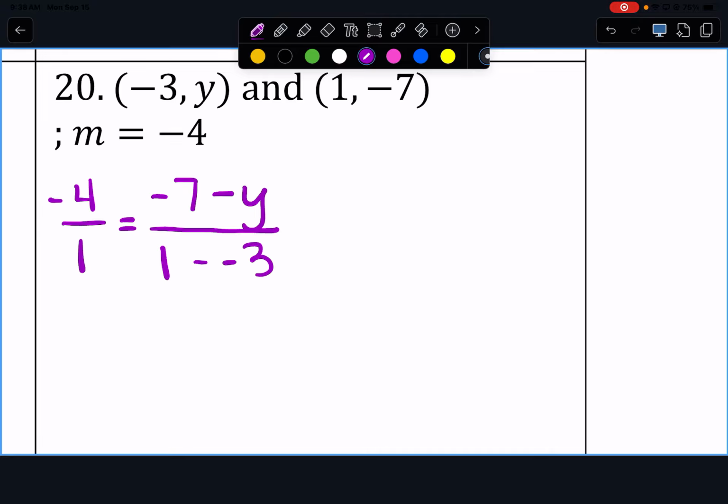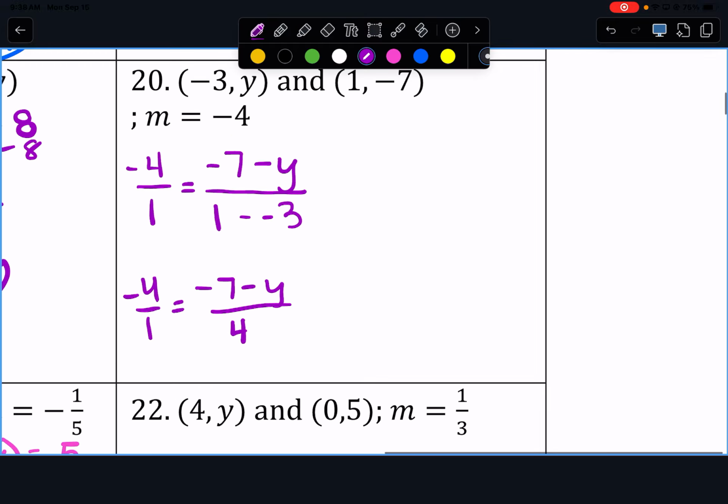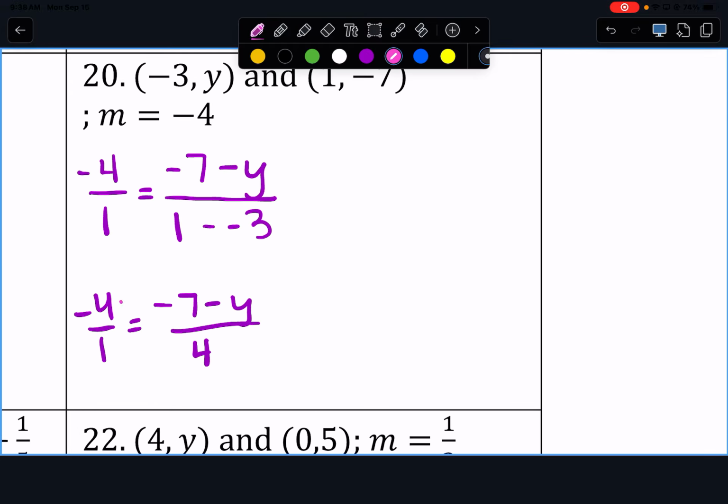That is how you set up 20. So from there, what should the next line be? Is there anything I can do with negative 7 minus y? What should 1 minus negative 3 become? Positive 4. So then we cross multiply. Negative 4 times 4 is negative 16.